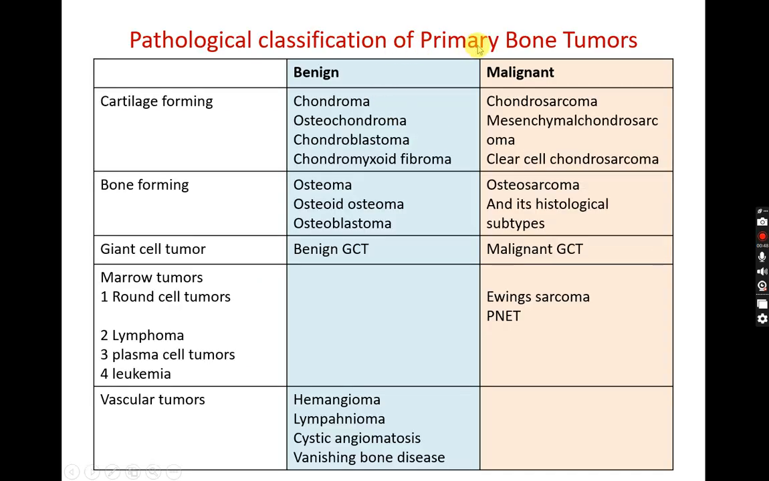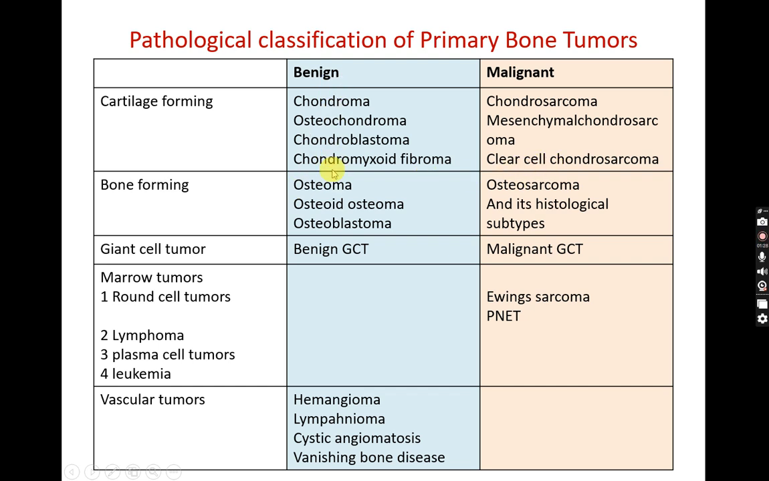This is a pathological classification of primary bone tumors. You remember that secondary bone tumor is the most common lesion, even if it is solitary, in an adult patient. This slide is covering the primary bone tumors. We have divided them into benign and malignant, and also based on histopathology: cartilage forming, bone forming, giant cell tumor. In cartilage forming benign we have chondroma, osteochondroma, chondroblastoma, chondromyxoid fibroma. In malignant we have chondrosarcoma, mesenchymal chondrosarcoma and clear cell chondrosarcoma.